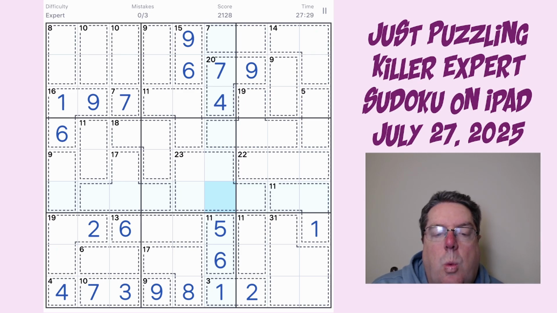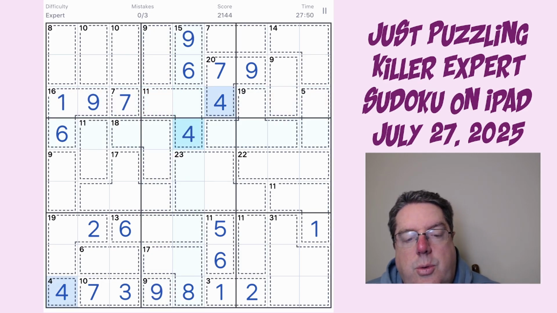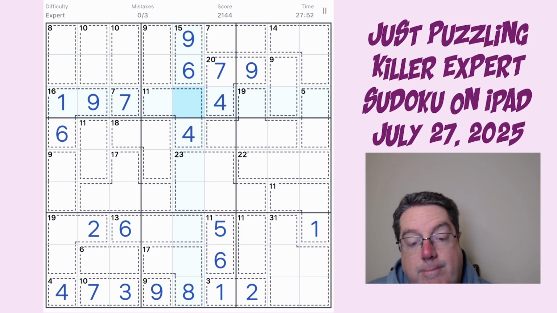8 and 1. So 8 and 1, 2, 3, 5. So 2, 3, 6. No, so this is 2 or 3. 8 and 1. So 5 is here, which means that that's got to be a 2 and 4 because it can't be a 3. So 5 is one of these. That's got to be a 4. 2 and 5 here.